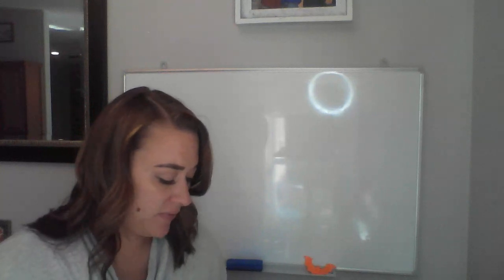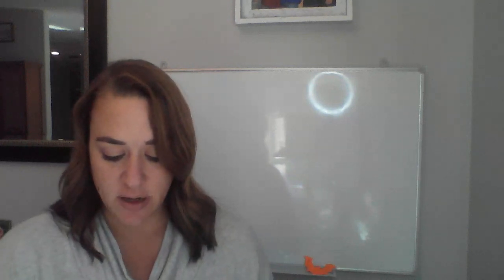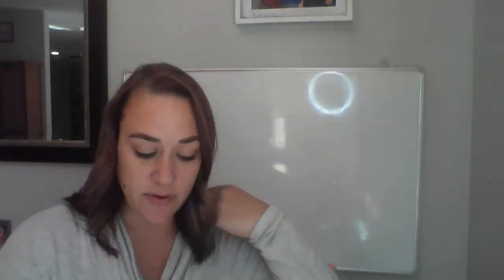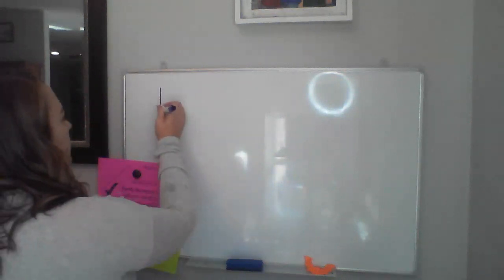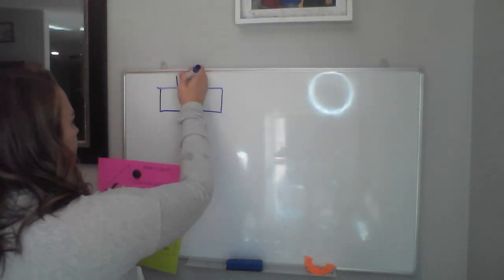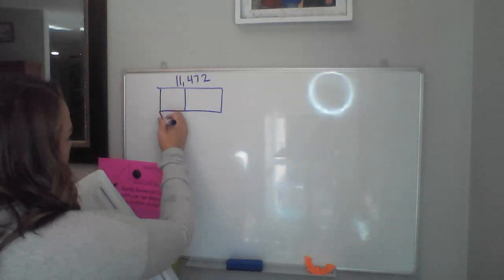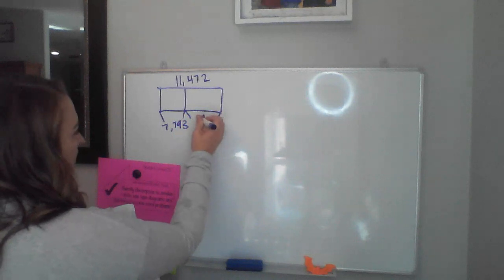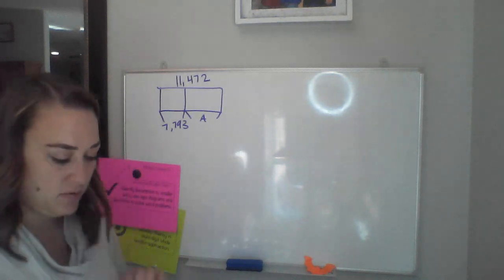So it says, David is flying from Hong Kong to Buenos Aires. The total flight distance is 11,472 miles. If the plane has 7,793 miles left to travel, how far has it traveled already? So if the total flight was 11,472, then that's going to be the total for our tape diagram. He's already traveled 7,793. So we're trying to figure out what's the difference. How many more miles do they need to travel?